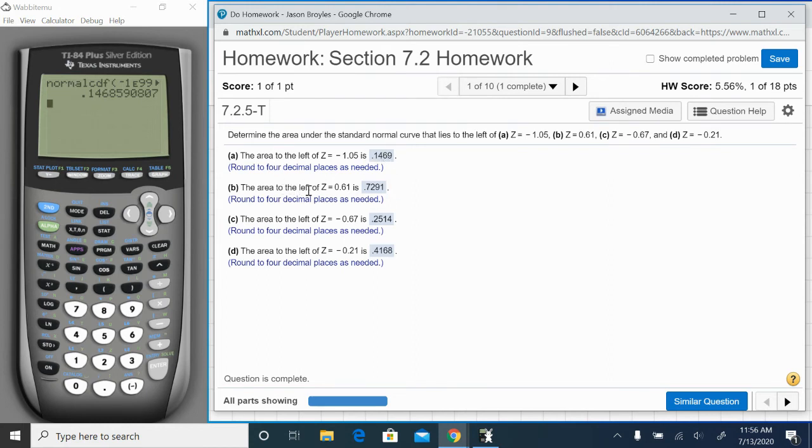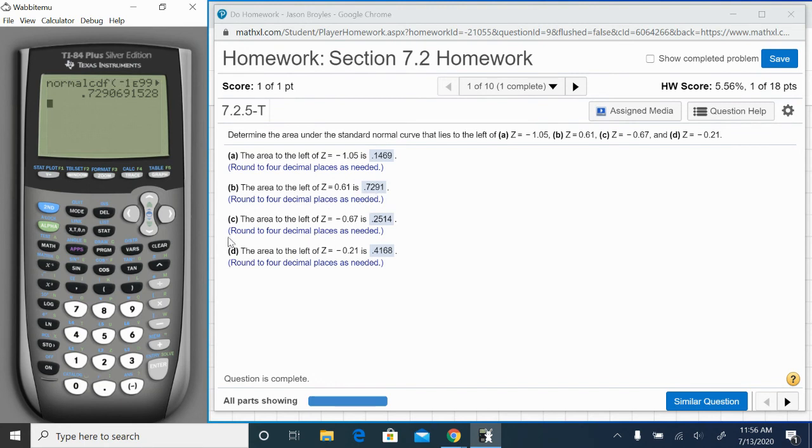So this next one, area to the left of z equals 0.61. You do the same thing. You'd go second VARS down to CDF. The left bound, we're still shading to the left, so that left side of the shaded region is still -1 e 99. It's still basically -infinity. The upper bound now would be positive 0.61, so I'm just going to put in 0.61. Hit enter, mean is 0, standard deviation is 1, and hit paste. Hit enter, and we get 0.7291 if I round it.